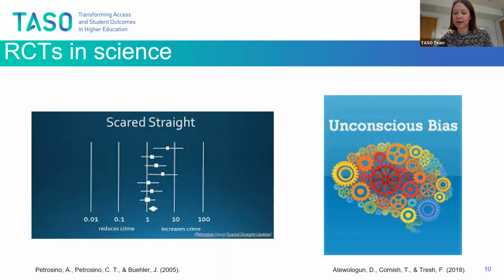So it backfired in terms of what the intended impact was meant to be. What we observed was actually the opposite.